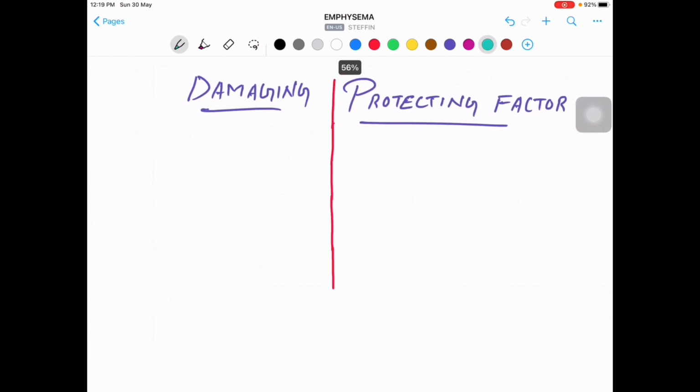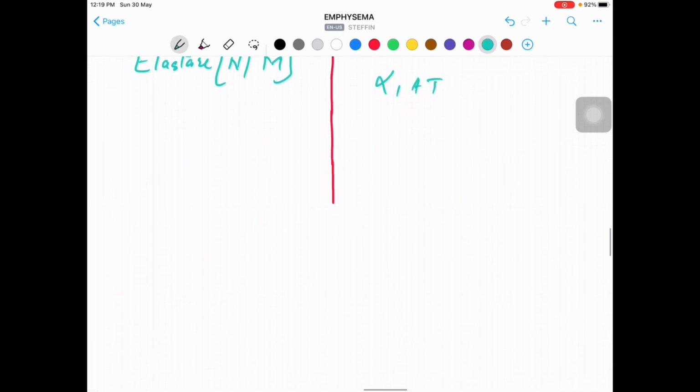The damaging factor results in the release of elastase. It is normally produced from neutrophils or macrophages. This elastase helps in the destruction of harmful bacteria. If it is exposed to the lungs, it can damage the elastic fibers. To protect against that damage, there is a protecting factor, that is alpha-1 antitrypsin. This alpha-1 antitrypsin is normally produced by the liver. It is normally present in serum, tissue fluids and macrophages.